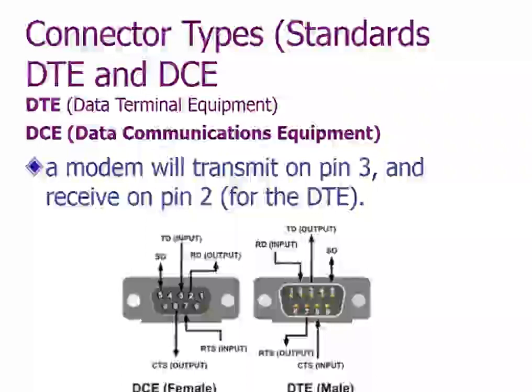Now, in RS232, there are two types of connectors, DTE and DCE. DTE stands for Data Terminal Equipment, DCE for Data Communication Equipment. For example, a DTE transmits on pin number 3 and receives on pin number 2. You can also see DTE connectors are always male connectors. DCE connectors are female. These are some standards.